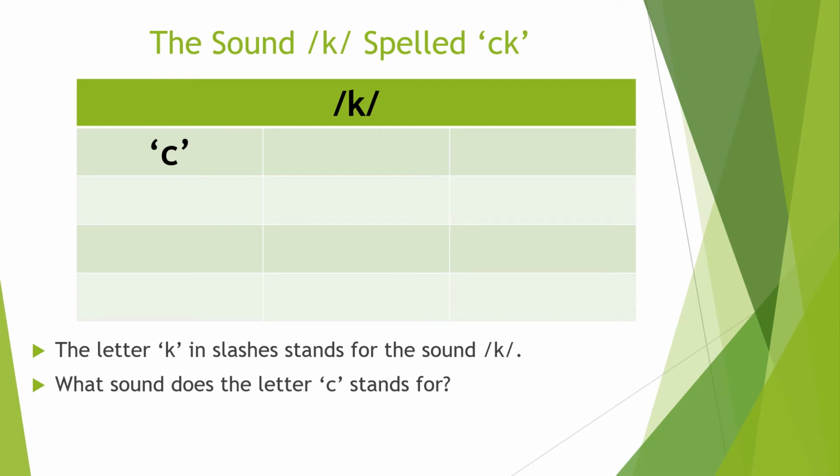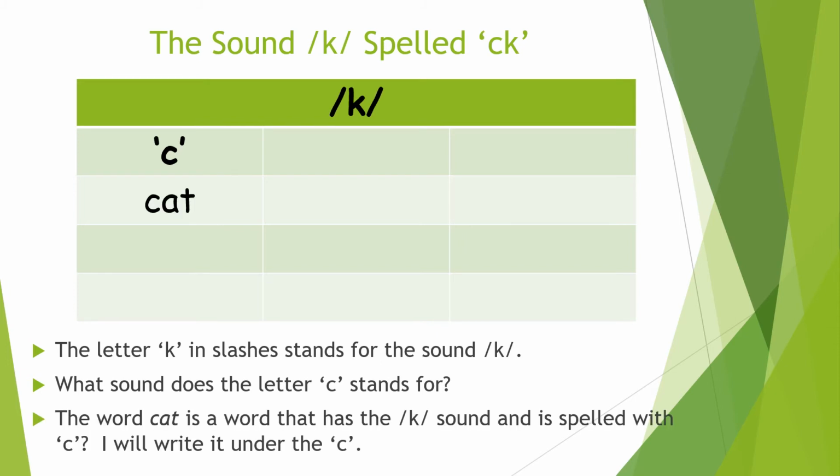What sound does the letter C stand for? The letter C stands for the K sound. The word cat has the K sound, and it's spelled with the letter C. You see, I wrote the word cat under the C column on our chart.